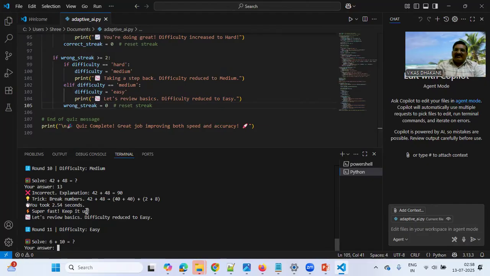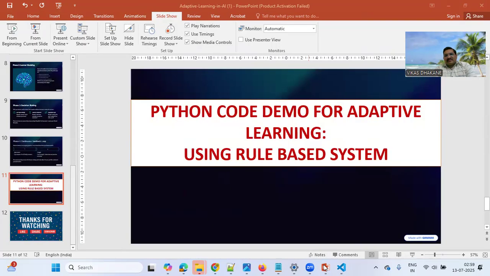In a similar way, the same kind of system is built with algorithms like neural networks and reinforcement learning in the case of artificial intelligence systems. The same kind of system is just replicating the human teacher with some algorithms and techniques. That is nothing but what is called the adaptive learning in artificial intelligence. Okay. So that is all about adaptive learning in artificial intelligence, guys.